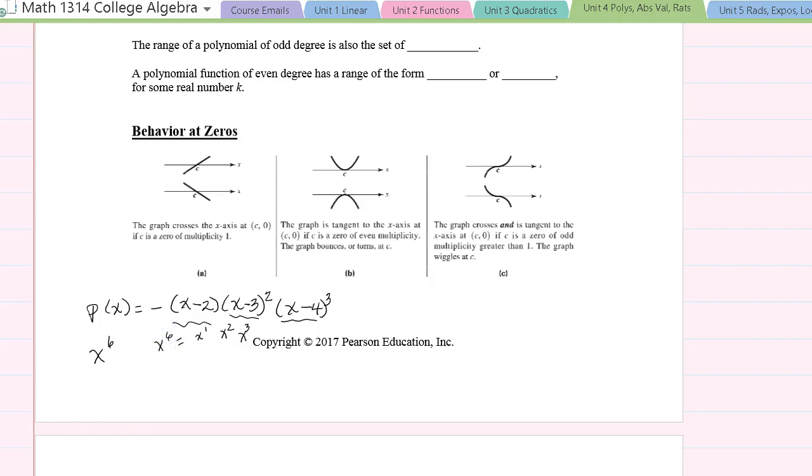From the exponents on the parentheses, we know that the graph will go through the x-axis at x is equal to 2. The graph will only touch the x-axis at x is equal to 3. We see this from the square power on the x minus 3 factor. And finally, the graph will curve through the x-axis at x is equal to 4. Because this is an even-powered polynomial and the leading coefficient is negative, we know that the end behaviors will both be going down.